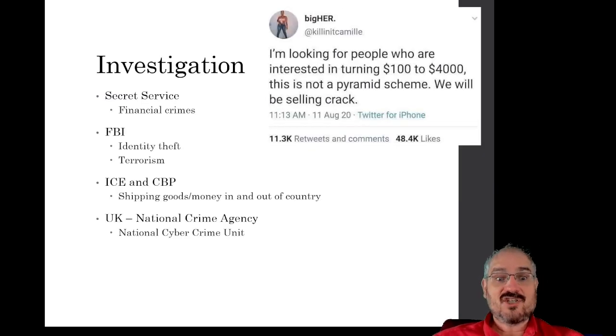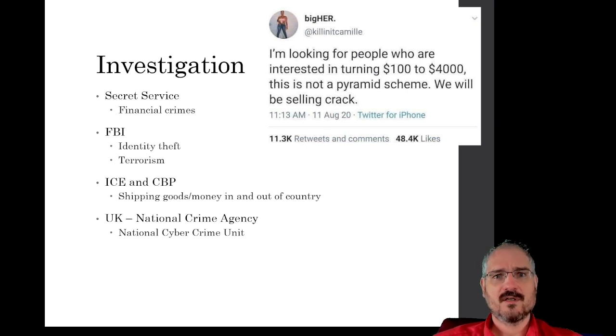Now, the investigation of financial crimes. Here in the United States, there's numerous different agencies that investigate this. Obviously, local and state law enforcement are going to investigate it, and they're generalists. At the federal level, there's a few different groups that are focused on some aspects of this kind of crime.